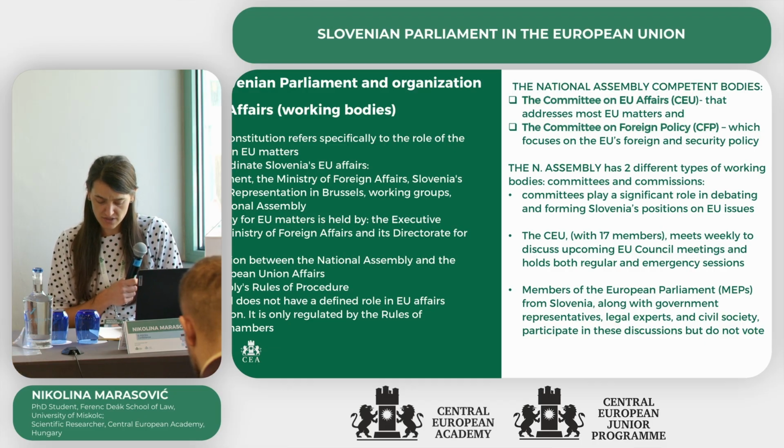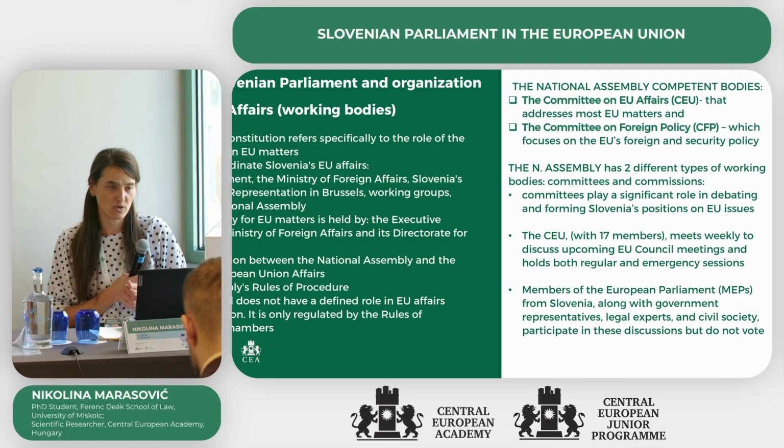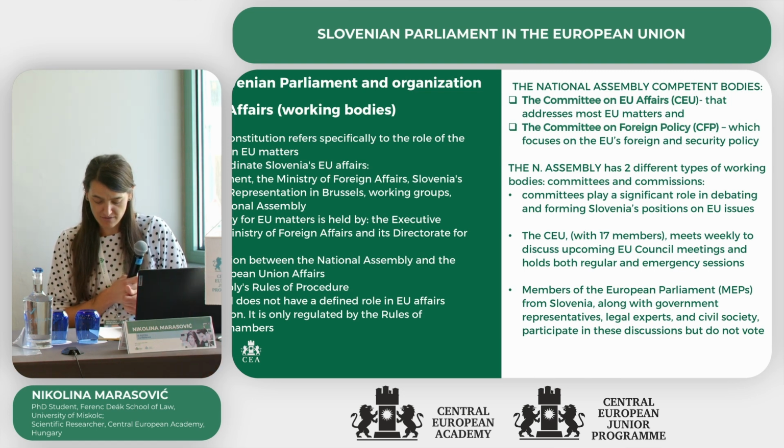So the CEU is currently composed of 70 members. Compared with other member states' national parliaments, this is quite a high number in proportion to the total number of members. This can be explained by the fact that most members of Slovenia's National Assembly belong to 3 committees and several commissions. The composition of a committee is proportional to the number of members of the political groups, while each political group is ensured at least one seat on each competent body.